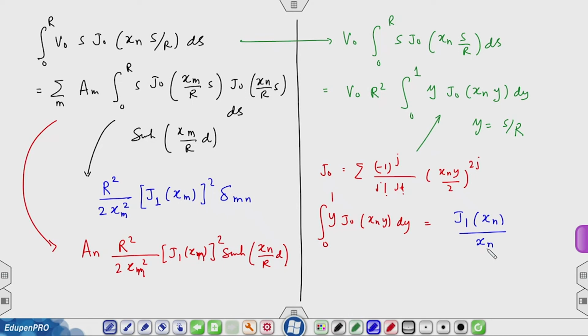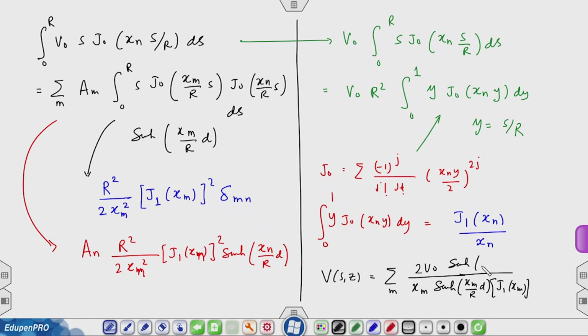You substitute this n and you can find the solution, and you will find that V(s, z) comes out to be equal to summation m 2 V 0 over x m sine hyperbolic x m over r d J 1 x m, and on top I have sine hyperbolic x m z over r J 0 x m s over r, and that's your answer. I may have missed a term on top or the bottom, please check it.